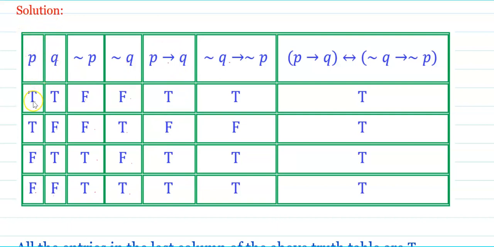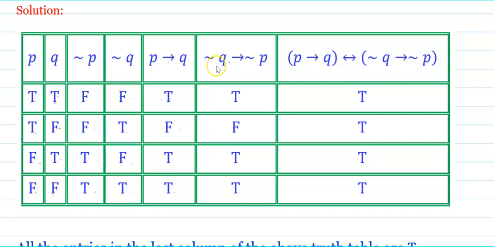Okay. Now T implies T. In implication, what? If both of them are the same, then it is true. Otherwise, both of them are the same, therefore it is true. T implies F is F. F implies T is T. F implies F. Both of them are the same, therefore it is true.